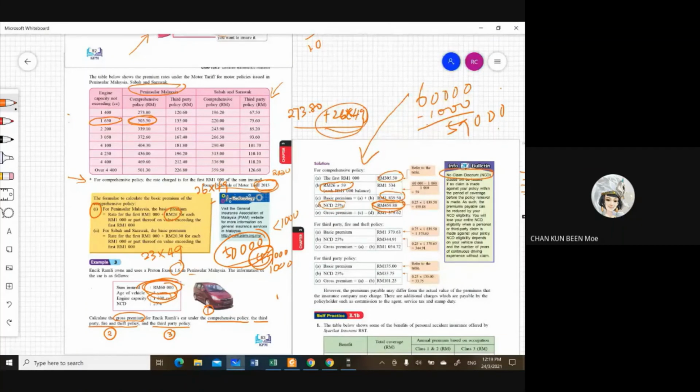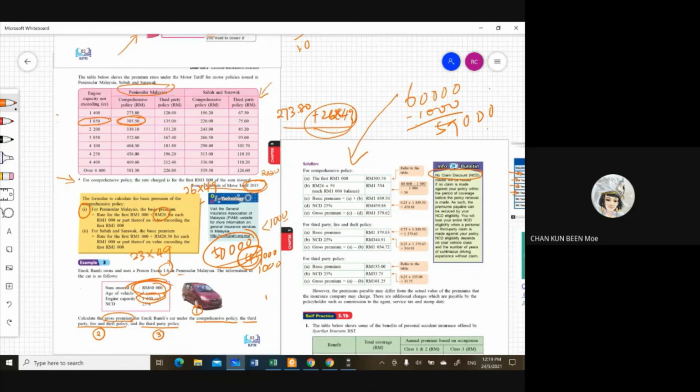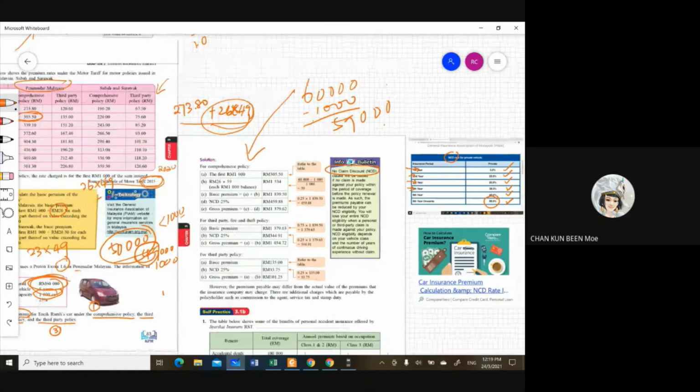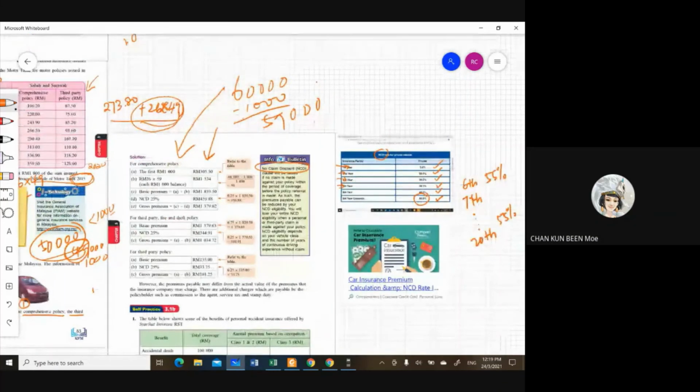Okay, right? So the gross premium is equal to C minus D, the basic premium minus the NCD, which is 1,839.5 minus 459.88. So next time, I think for sure you feel very troublesome to write down in the form of table like this, right? Don't worry, you can go straight away in the calculation of the basic premium.